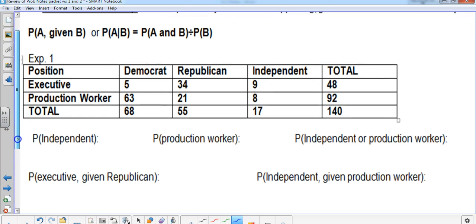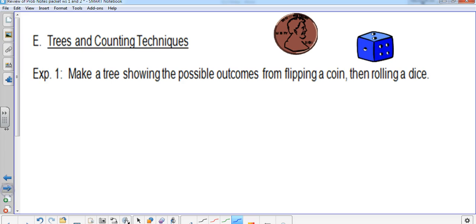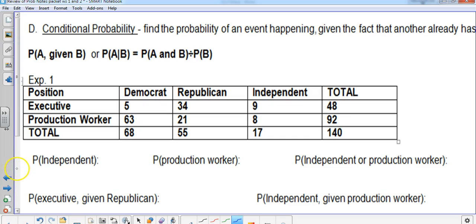All right, let's go through these quickly, and then I think I'm going to quit. Guys, this is what we were doing a minute ago. As far as I'm concerned, it's just reading the chart. What is the probability of picking out of these 140 people an independent? Total independent was 17 right here. Okay, production worker. 92 out of 140, which you would need to reduce. Independent or production worker, what are we going to do there?